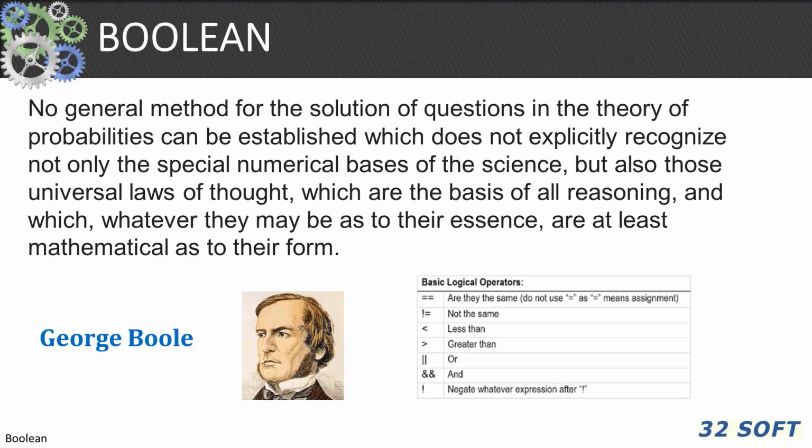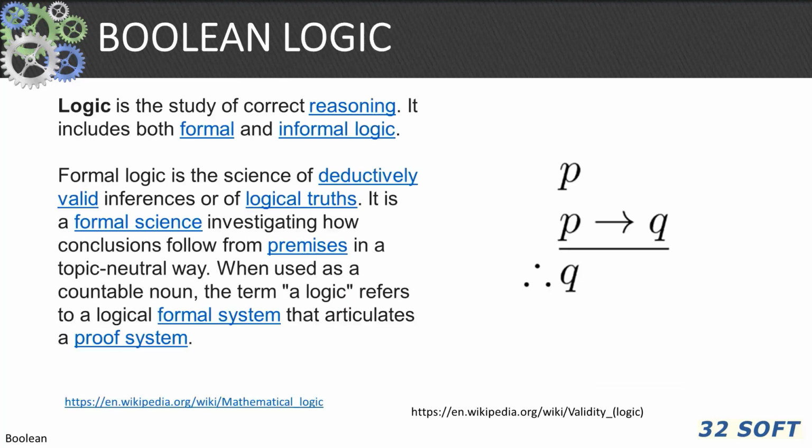Remember I said at the beginning, if you're going to call yourself a professional, you need to know all of the individuals who contribute to your field of study. Well, George Boole is one of those people. You use him every day. Boole is known for his math logic, not so much his number mathematics, but logic. Boolean logic includes both formal and informal logic. Formal logic is the science of deductively valid inferences or logical truths.